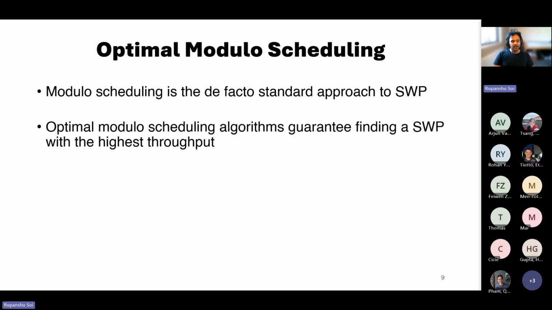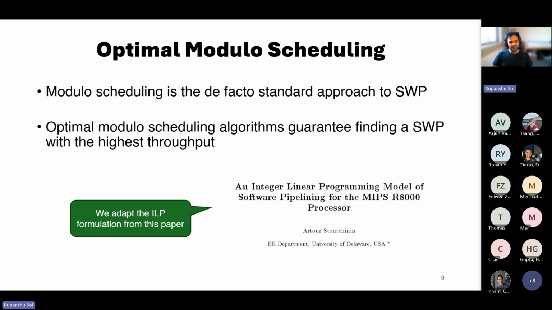However, we rely on an optimal modulo scheduling algorithm, which guarantees that it will find a software pipeline with the maximum throughput for a program on a given model of the GPU. So once you run this algorithm, you know the best possible throughput you can get for a program on a GPU, and there's nothing better you can do. And the algorithm we use is adapted from this paper. We adapt this algorithm for GPUs.